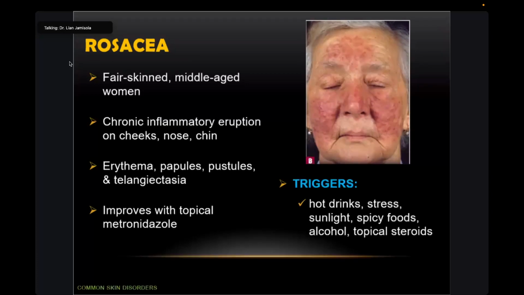Okay, it occurs among fair-skinned, middle-aged women usually. So these are already adults. They don't come to us as teenagers, but they're usually adults. And they present as a chronic inflammatory eruption on the cheeks, nose, and chin, with erythema, papules, pustules, and some dilated vessels, called telangiectasia. So our treatment here, they improve with topical metronidazole, and then we tell the patients to avoid the triggers. So they are usually triggered by hot drinks, stress, sunlight, spicy foods, alcohol, and even application of topical steroids.